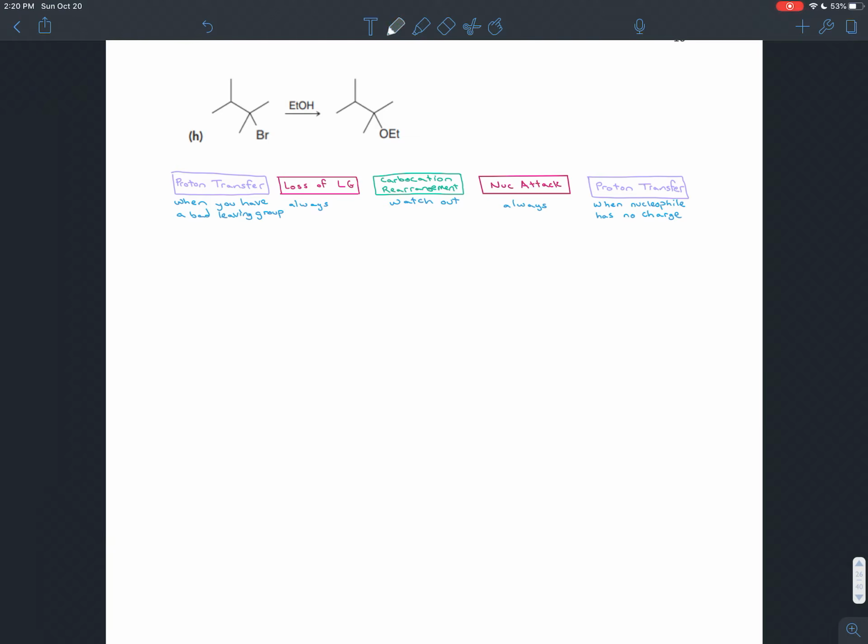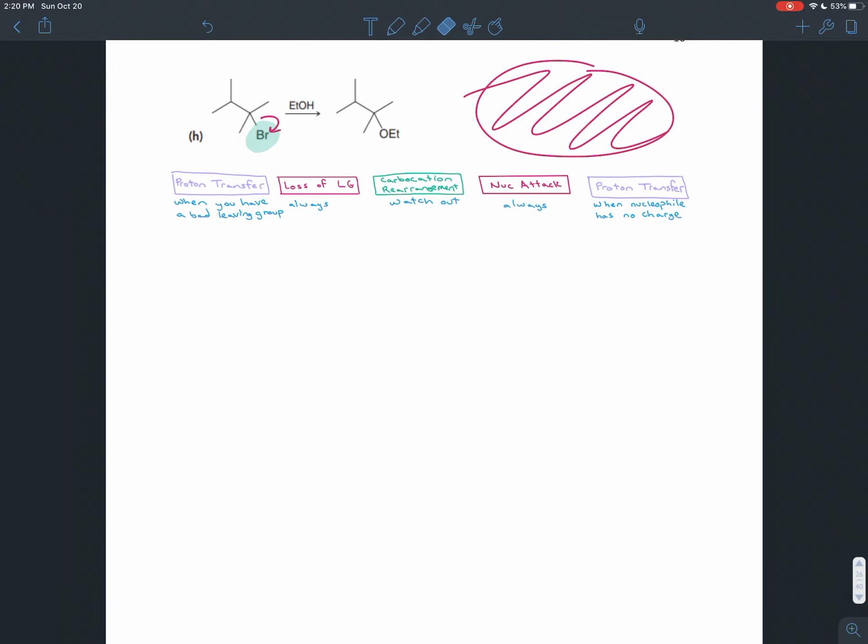So the last one for this exercise is H, the last example of drawing a complete Sn1 mechanism. Here, we're going to see which of these different steps we need to include. We only have to do the proton transfer at the beginning if you have a bad leaving group. Well, what is our leaving group? Bromine. Bromine is an amazing leaving group.